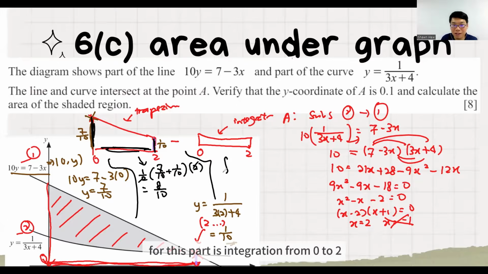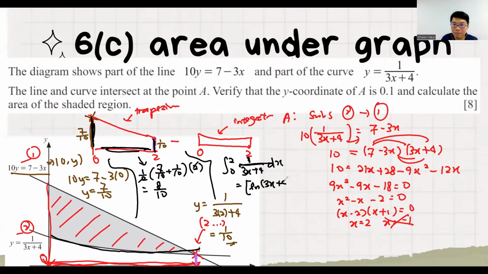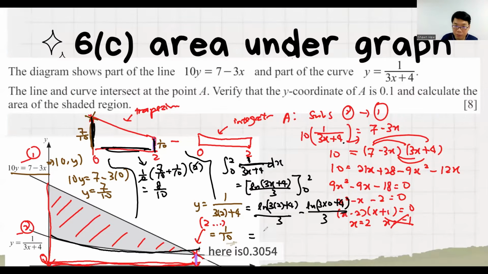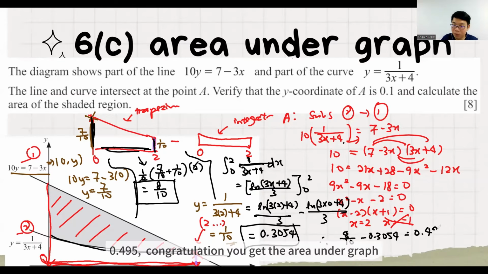For this part it is integration from 0 to 2. So it's very obvious it is 1 over x power 1. So it will become log divided by the base. That here is 0.3054. So at last we use this minus this, 0.495. Congratulations, you gained the area under the graph.